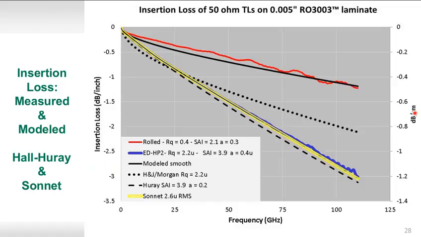Yeah, so here's 50-ohm transmission line performance out to 110 gigahertz on 5 mil 3003 laminate. The red line is what was measured on a circuit fabricated with rolled foil. The blue line was what was measured on one of the ED foils that exhibited an RMS roughness of 2.2 microns, surface area index of 3.9, and a nodule radius of 0.4.